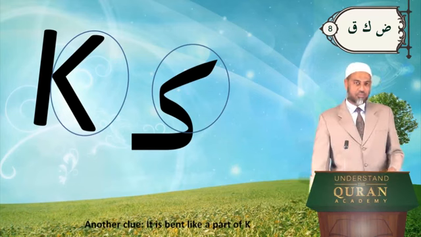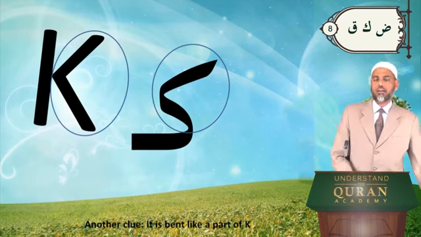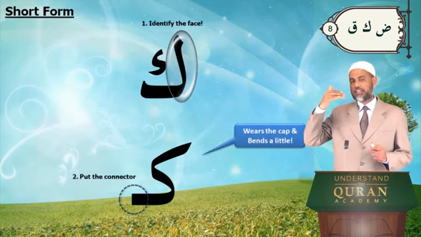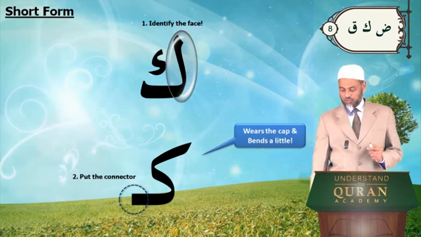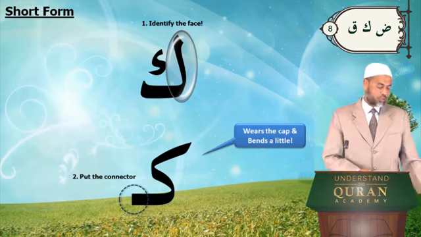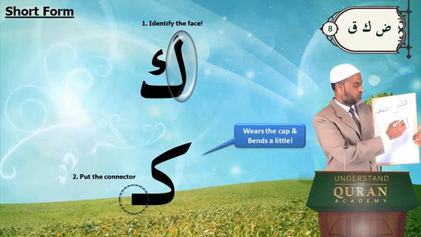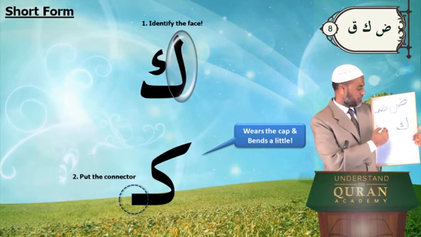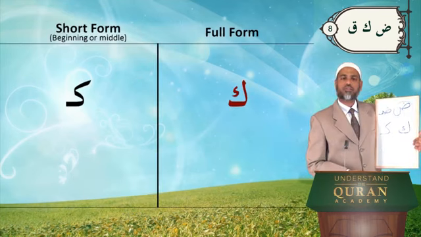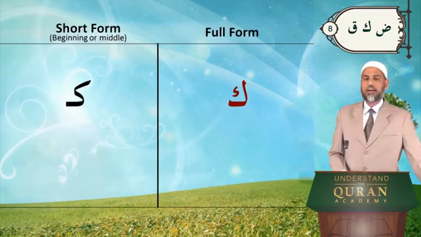So you have the full form of kaf and the short form. The short form wears the cap and bends a little. And then you have the connector as usual. So that is the full form of kaf, and the short form is just like that. That is the short form of kaf.